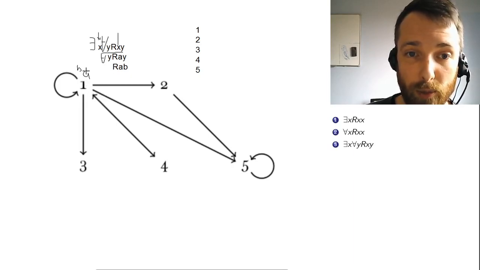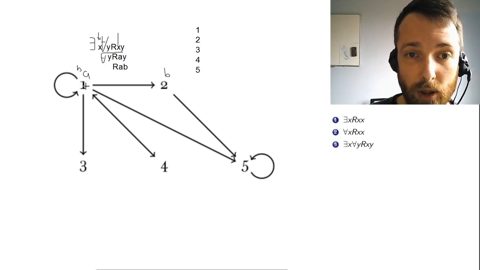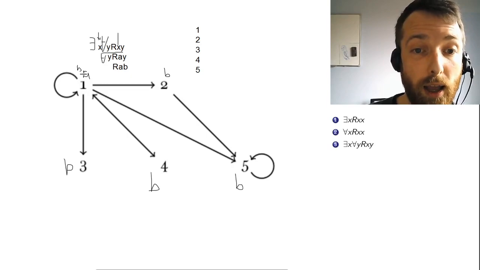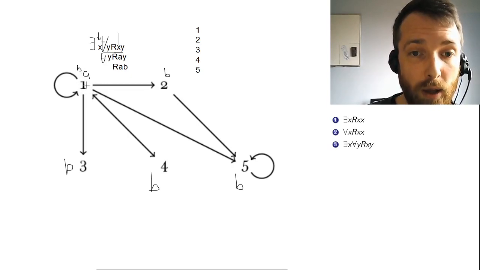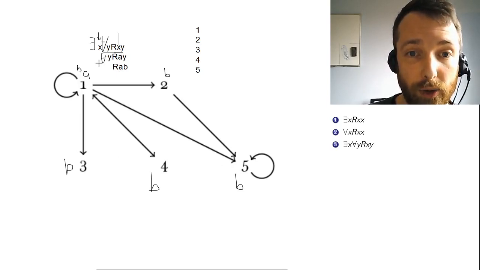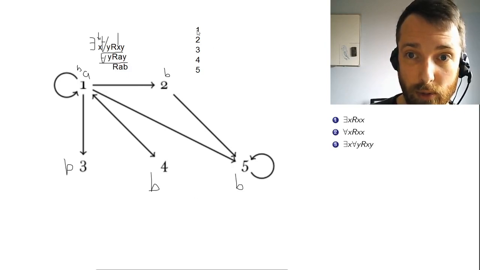And then this says 1 points at 1. That's true. Then I'll try putting b on 2. 1 points at 2. That's true. I'll try putting b on 3. 1 points at 3. That's true. 1 points at 4. That's true. 1 points at 5. That's true. So when a is on 1, anywhere I put b, I get true. So that tells me when a is on 1, for all y, r-a-y is true.